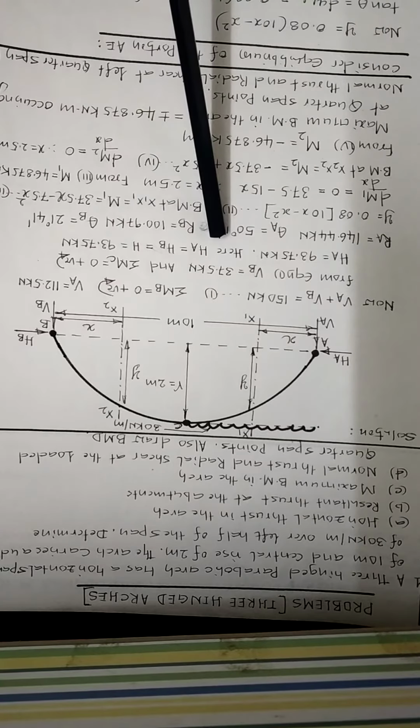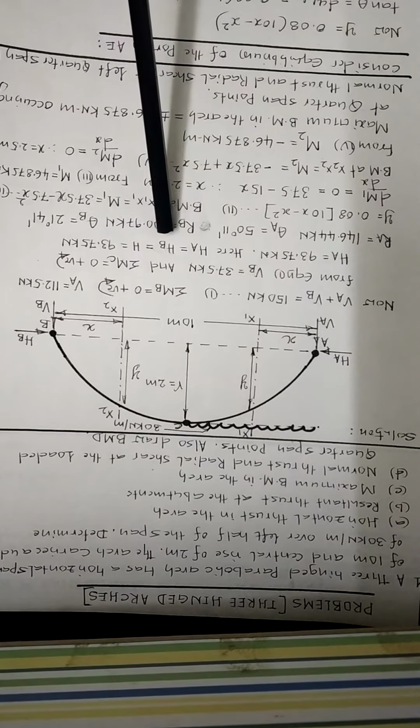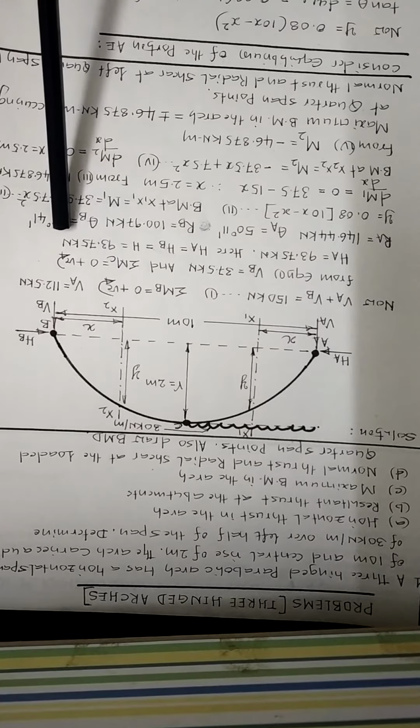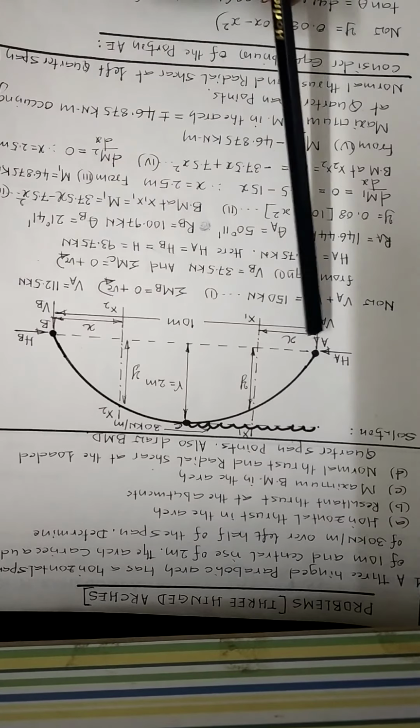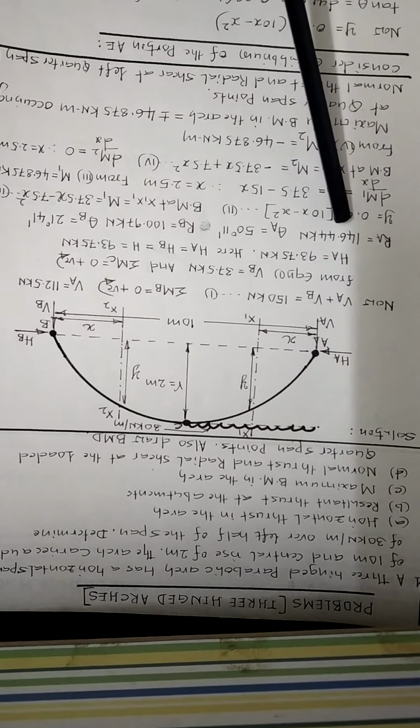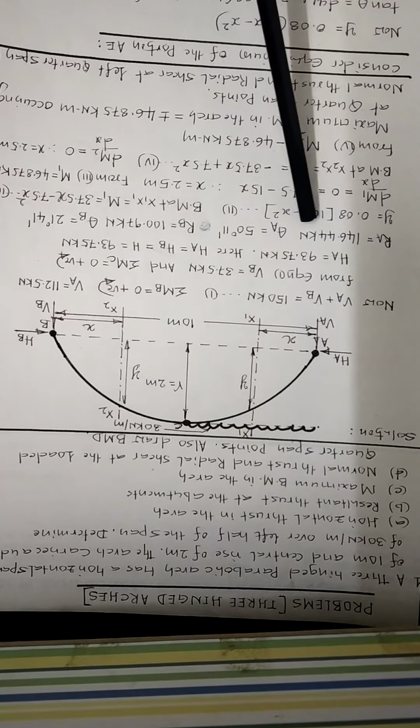Whenever the arch is subjected to vertical loads, horizontal thrust is always the same. That is HA is equal to HB is equal to H, that value is equal to 93.75 kN. Now calculate the resultant thrust at the point A and inclination of that resultant thrust with the horizontal. That is RA is equal to square root of VA squared plus HA squared. That value works out to be 146.44 kN.